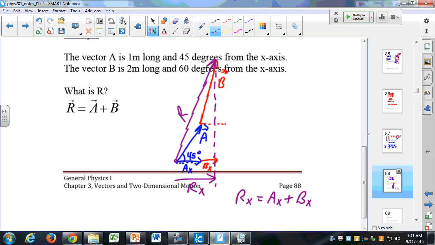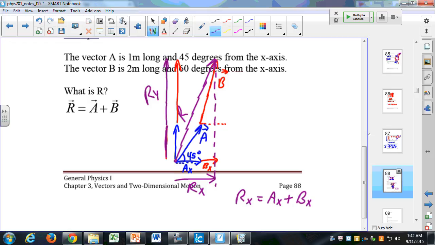And then we can do a similar thing for the y components. I have a y component of A right here. I have a y component of B. Remember, it's just like the projection onto that y-axis. And then similarly, I have a y component of R.